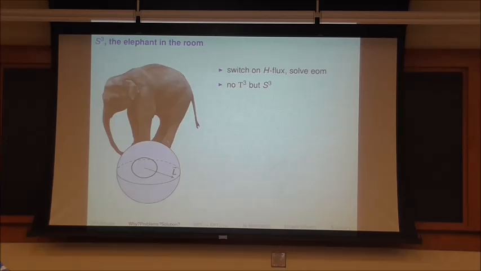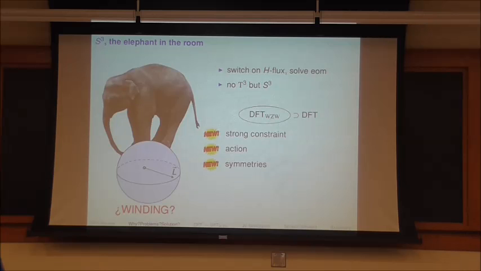But what's now about the winding? So here the string can shrink to a point because we have no non-contractible circle. So we do not have any winding. So how can we then use double field theory? And the answer to this question leads us to a theory which is called double field theory on group manifolds. And we will see that this theory is a generalization of some kind of the normal double field theory. And we will also see that it comes with a new strong constraint, with a new action, and also with new symmetries. And we further will see that it solves this problem with the twist.